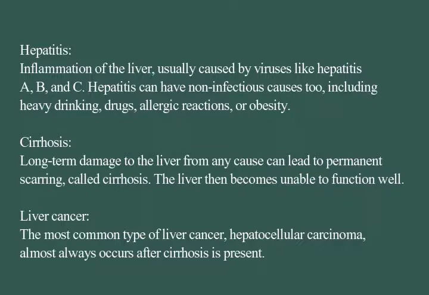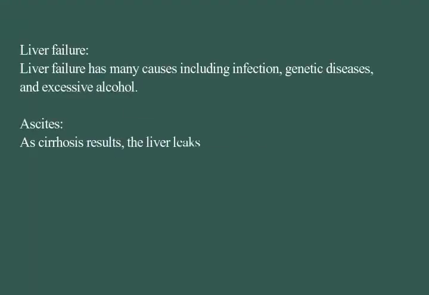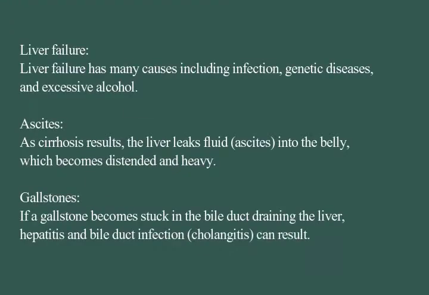Liver cancer. The most common type of liver cancer, hepatocellular carcinoma, almost always occurs after cirrhosis is present. Liver failure. Liver failure has many causes including infection, genetic diseases, and excessive alcohol. Ascites. As cirrhosis results, the liver leaks fluid, ascites, into the belly, which becomes distended and heavy.